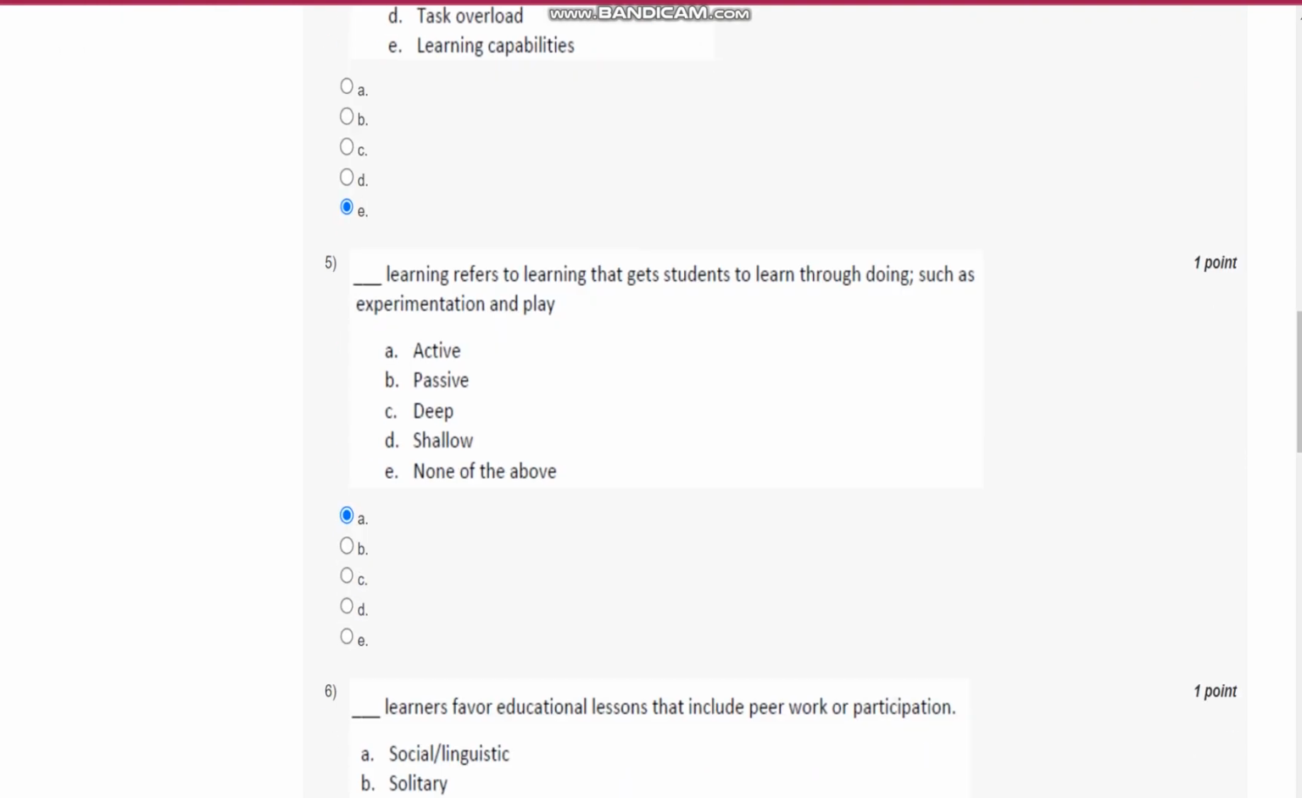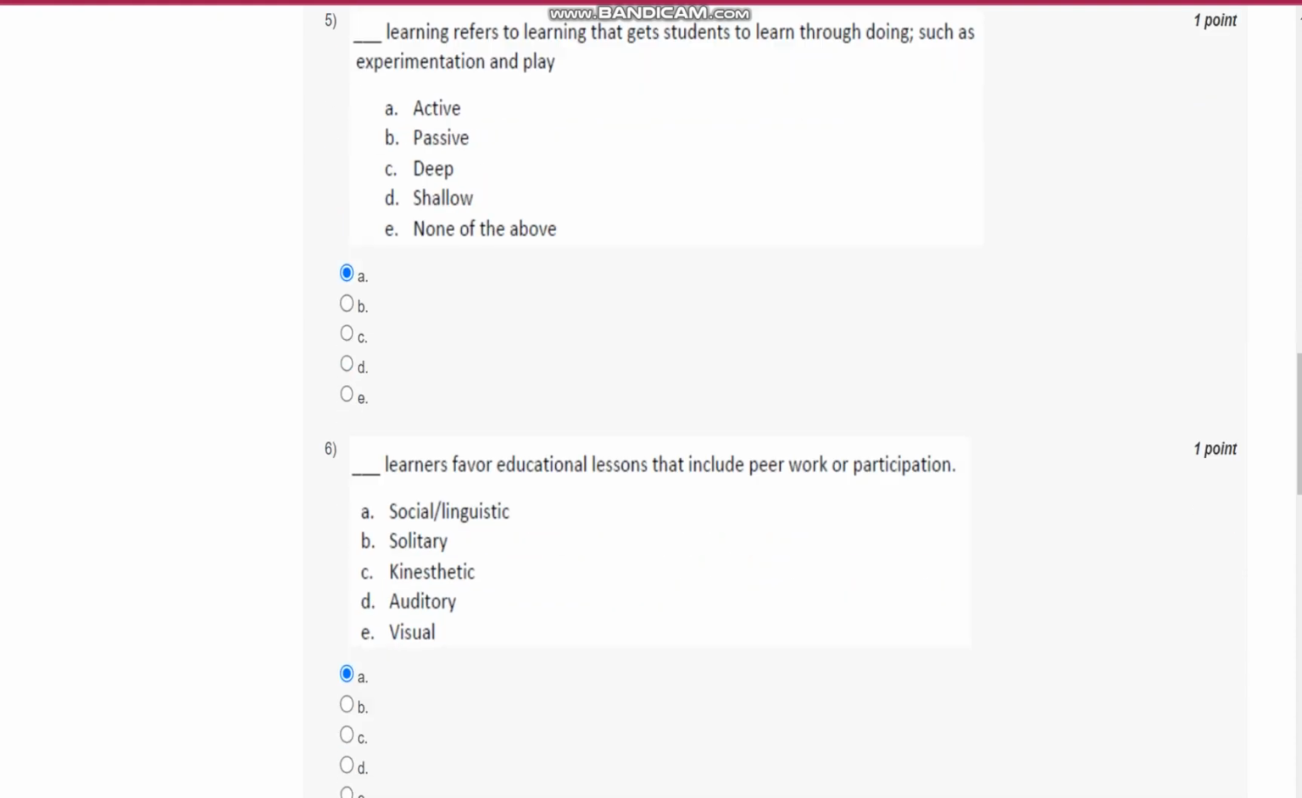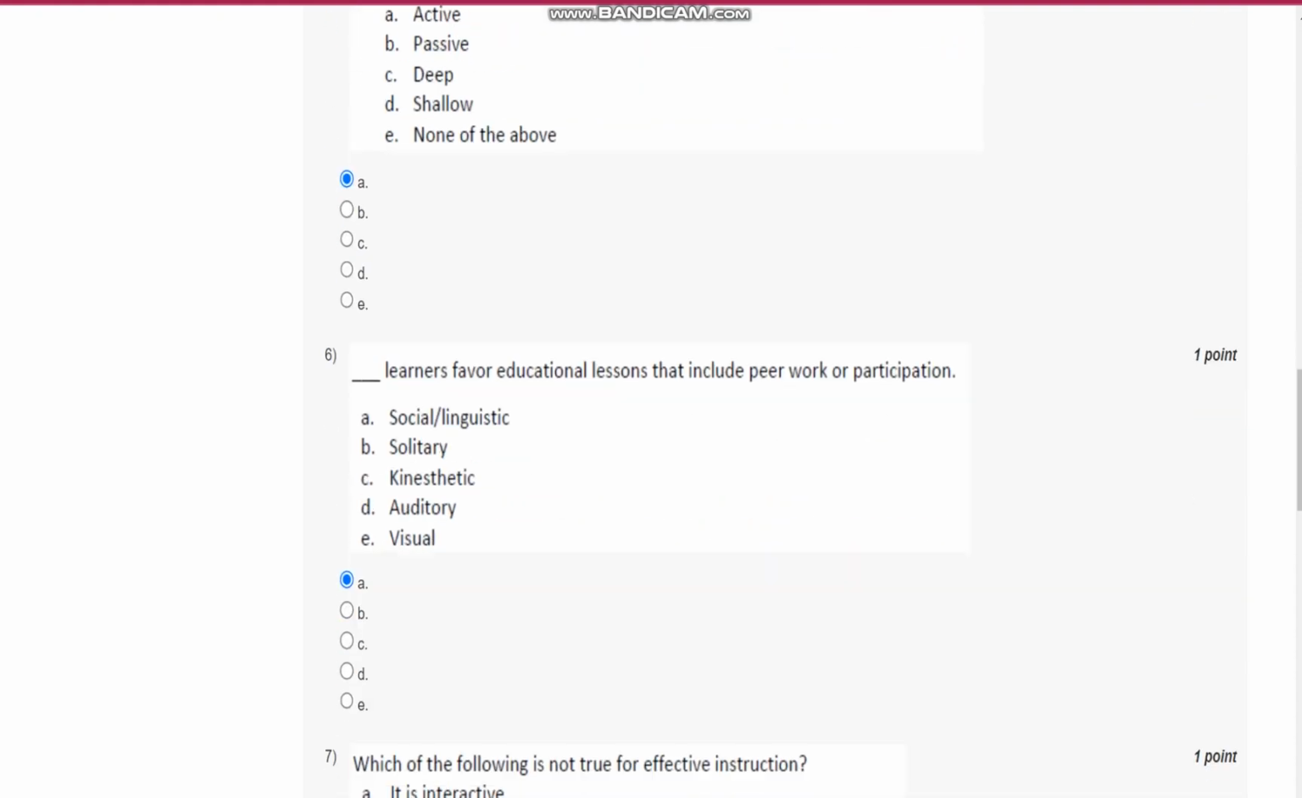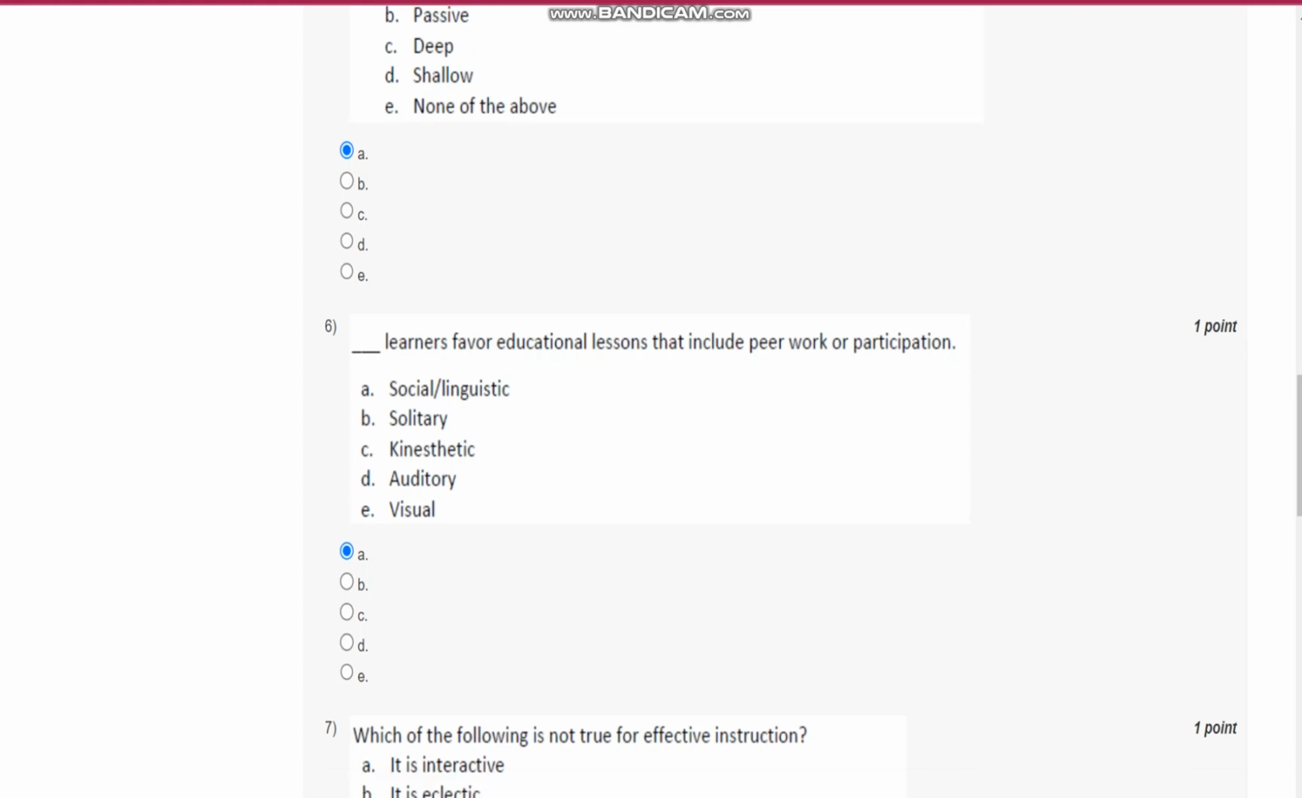Question number 5 is, dash learning, that is active learning, refers to learning that gets students to learn through doing, such as experimentation and play. Question number 6 is, social or linguistic learners favor educational lessons that include peer work or participation.